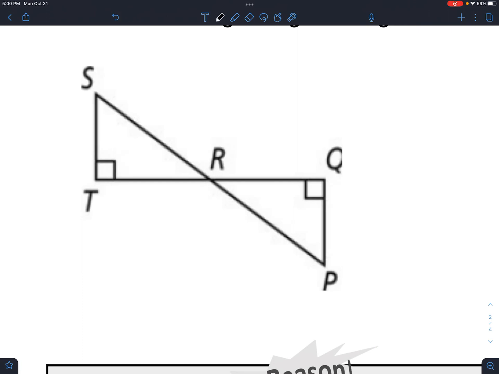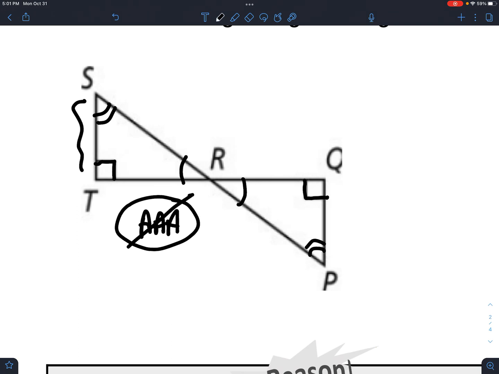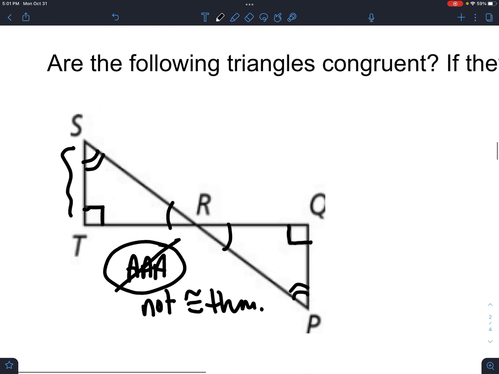Pause and take a moment and see if you can match up any sides or angles that you know. It turns out that these two angles are the same by vertical angles, and by the third angle theorem, I know that those two match up too because I know right angles are congruent to each other. But we have no idea about any of these sides, right? So angle, angle, angle is what we have. That's not a congruence theorem.